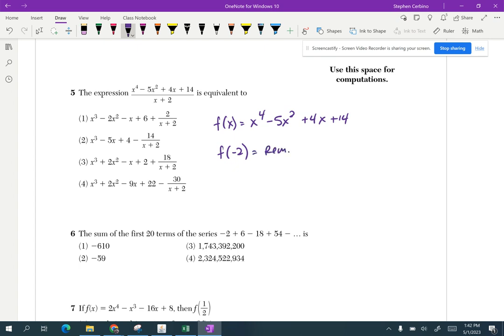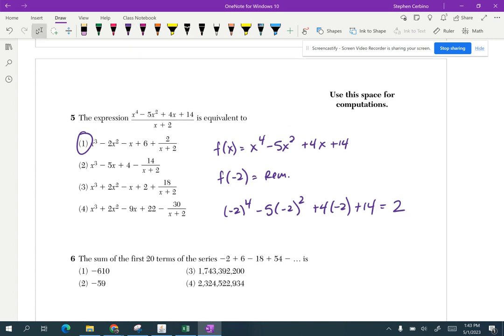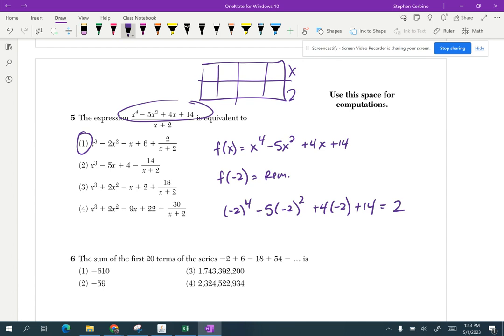Now, if that's 0, that means x plus 2 is a factor, but what we can see here is all of them have a remainder, and all the remainders are different, so the remainder theorem is going to be the easiest way to solve this. So if I plug in negative 2 to the fourth, minus 5 times negative 2 squared, plus 4 times negative 2 plus 14, we get a value of positive 2, which tells us the remainder is positive 2. I don't even have to do the division. If you really wanted to, you can make your boxes, you can do the whole thing and put x plus 2 here and try and create this, but why do all that extra work if you don't need to?